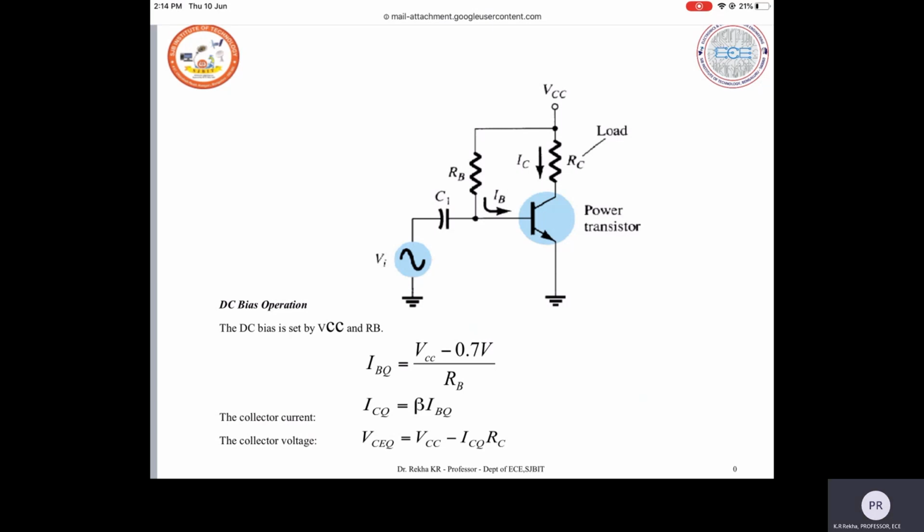So this is a circuit for a series fed power amplifier. A series fed power amplifier is nothing but RB in series with the feedback to the base.